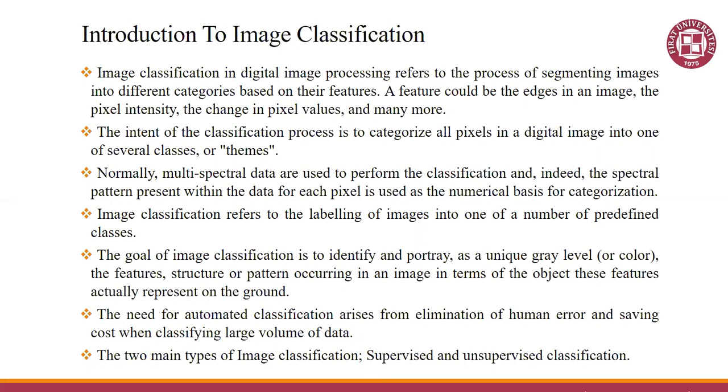The two main types of image classification are supervised and unsupervised classification. There are also different image classification techniques used in digital image processing, such as the minimum distance classifier, the maximum likelihood technique, etc.